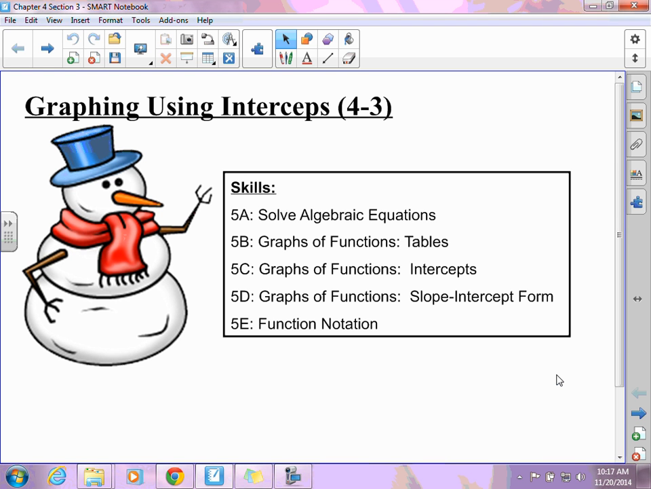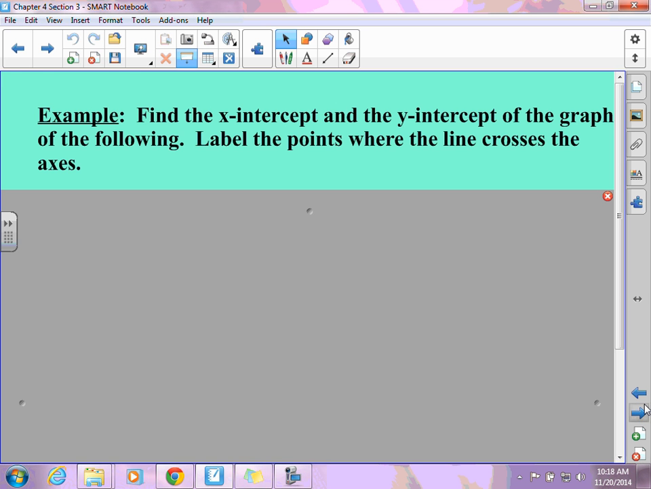Intercepts are another method of graphing equations. It tends to be the easiest, which surprises me because students make it like it's super, super hard, even though it's not. So we're going to be looking at intercepts today. Notice that we're not using tables. Don't use tables with this. You don't need to, all right? So here's an example. It says, find the x-intercept and the y-intercept of the graph of the following. You're going to label the points where the line crosses the axes, all right?